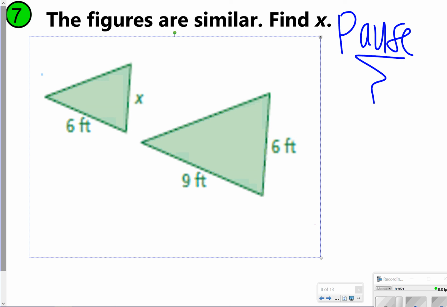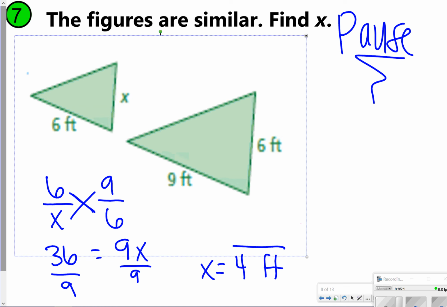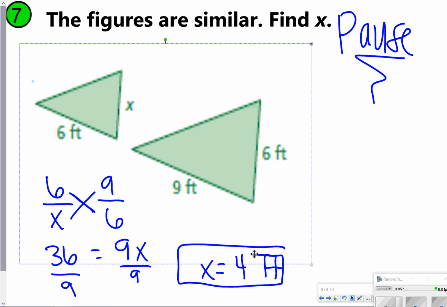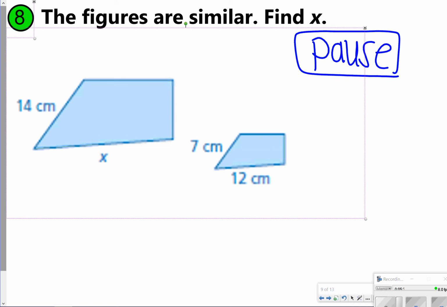Alright, so how I set this one up is I did 6 over x and 9 over 6. I know 6 times 6 is going to give me 36, and x times 9 is 9x. Dividing both sides by 9, x will be equal to 4 feet. Oops. 4 feet it is. Next one, let's go ahead and try this one too. Again, let's pause the video before we try it, and then click play when you're ready to check.